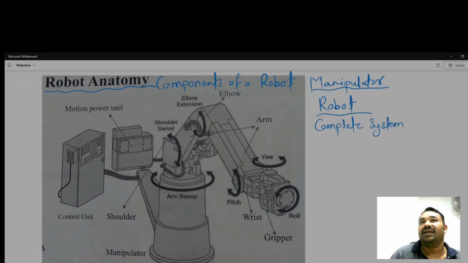But the manipulator is a part of the robot which interacts with the environment, meaning suppose you have to go into space and capture something, decompose something. So now let's talk about the main components, the key components.